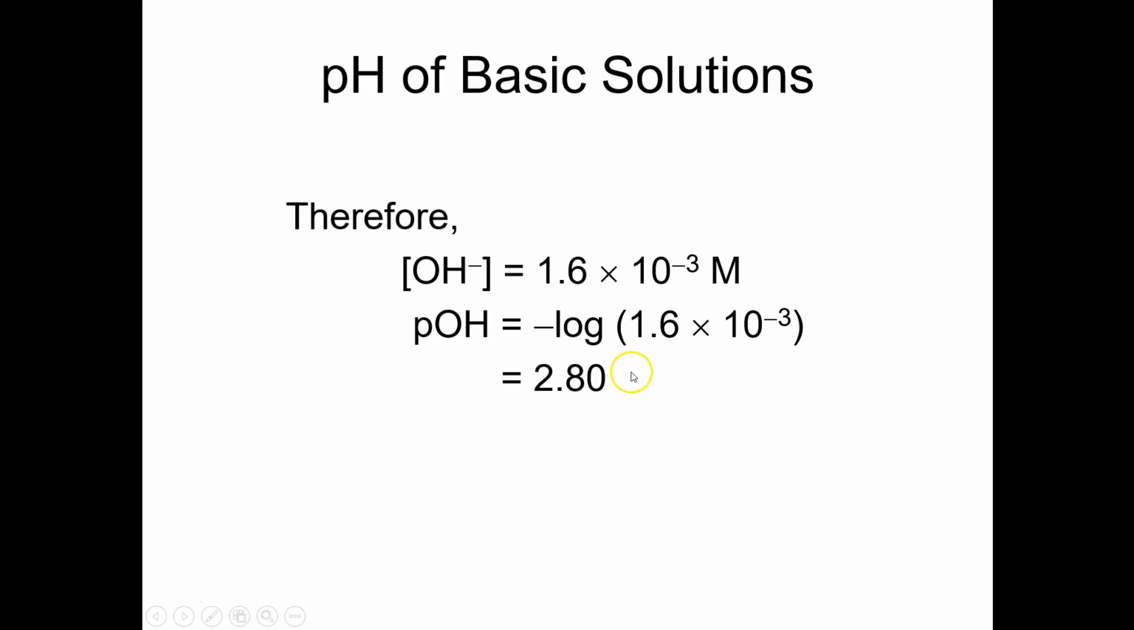Now, to do the other leg of the square, you simply remember that pOH plus pH for any solution is equal to 14. Therefore, I'm going to take 14 minus 2.8, and that gives me a pH of 11.2. If I did the opposite thing, which was to take this hydroxide concentration and use Kw to convert it into an H plus concentration, and then take the negative log of that H plus concentration, I would still get 11.2.